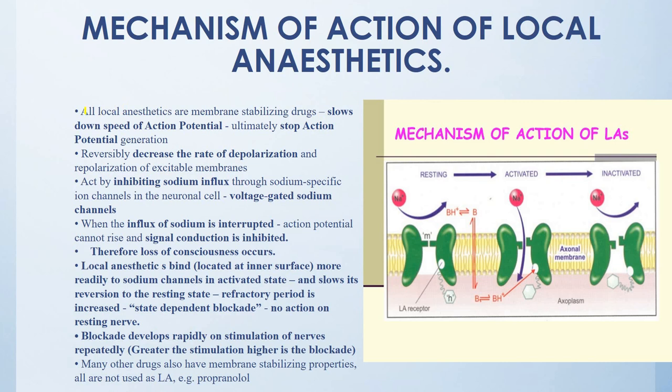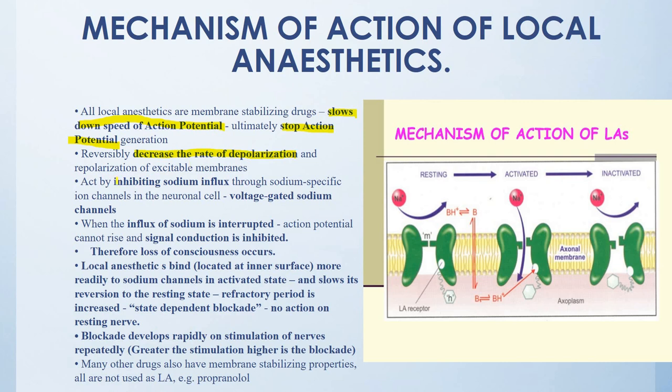So what happens? All the local anesthetics are membrane stabilizing drugs. What do they do? They slow down the speed of the action potential and ultimately they stop the action potential. Now how is this action potential stopped? By a decreased rate of depolarization. What is depolarization, dear students? It is the excitation of neurons. How does this excitation occur? By the entry of sodium ions.